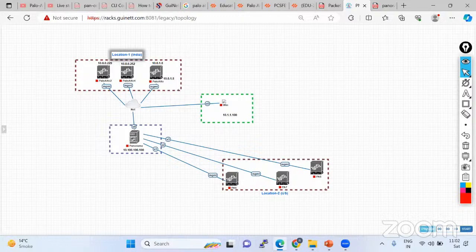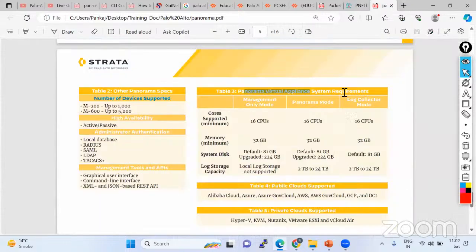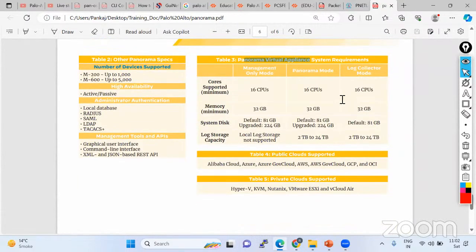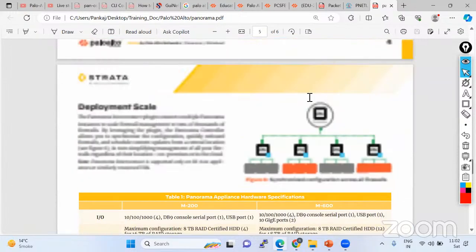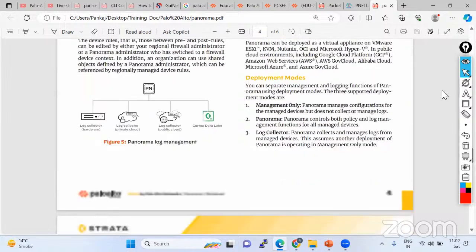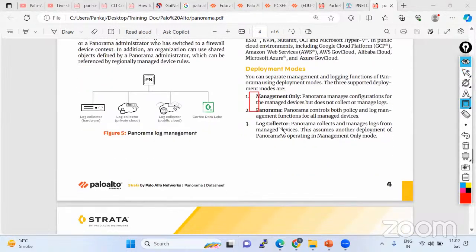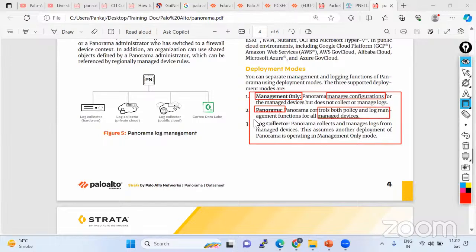Sir, is Panorama for managing the logs or managing the configuration? Like in Fortinet, FortiManager manages the configuration and FortiAnalyzer handles logs. In Panorama, are both working, or only configuration management or log management? If you deploy Panorama in management only mode, it only manages the configuration. If you deploy in Panorama mode, it can manage the configuration and the logs both. If you deploy it as a log collector, it is just going to manage the logs only.